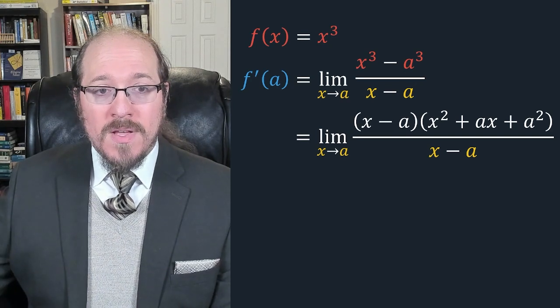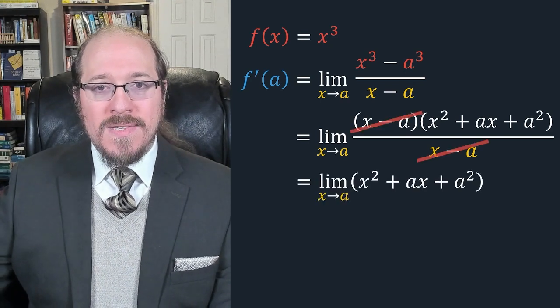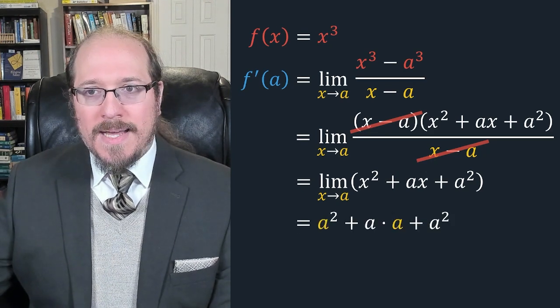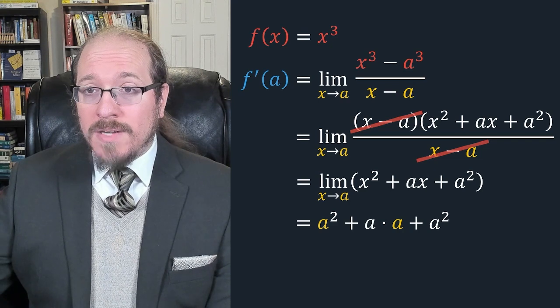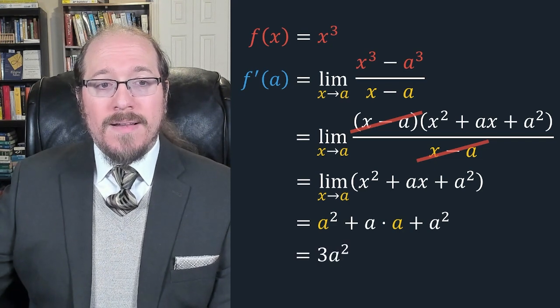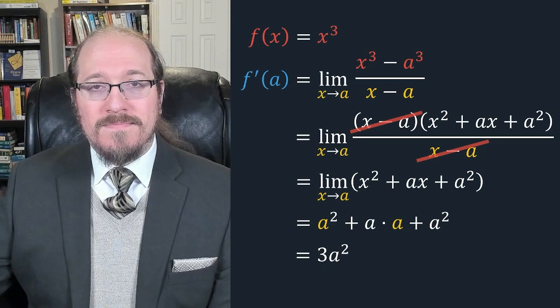So in our limit, we can cancel out the x minus a's, and then use direct substitution to plug in x equals a. All three of the remaining terms come out to a squared. So if we add them up, we get 3a squared.